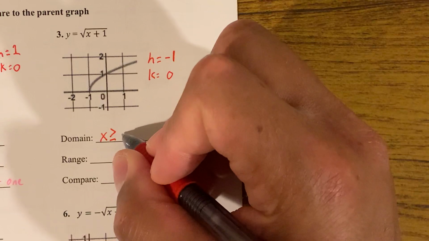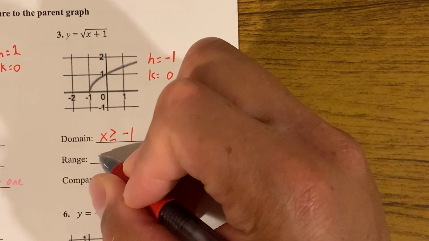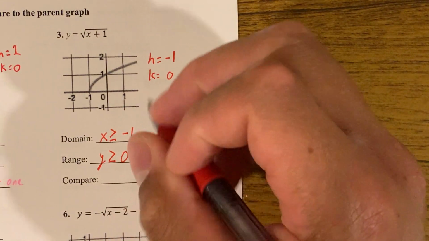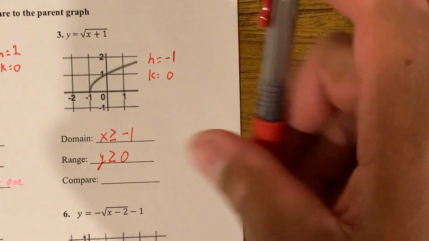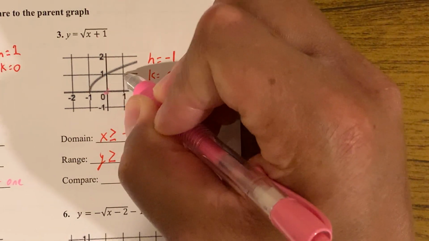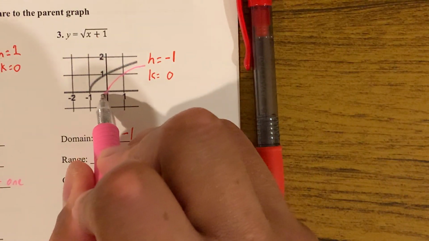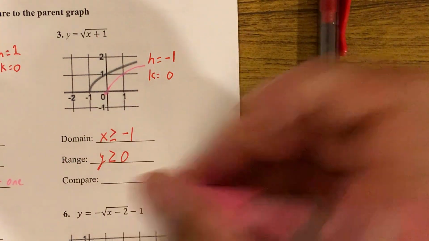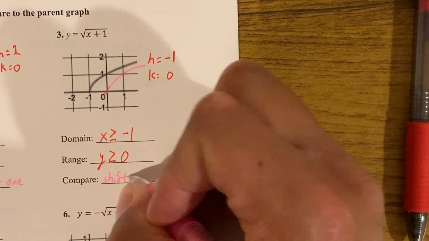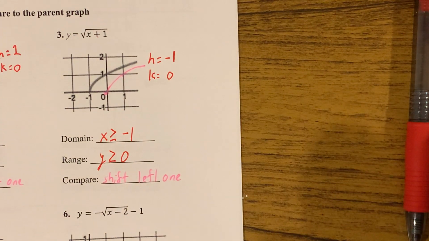x is greater than or equal to -1, but the range, y is greater than or equal to k, is still 0. But now for the comparison, again, imagine you have that original one here, same graph, same shape, but it's moved or shifted left 1. So we would just say shift left 1.